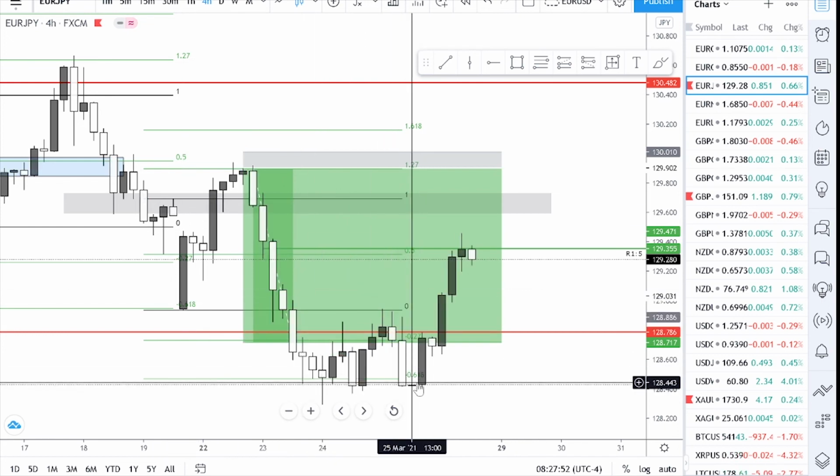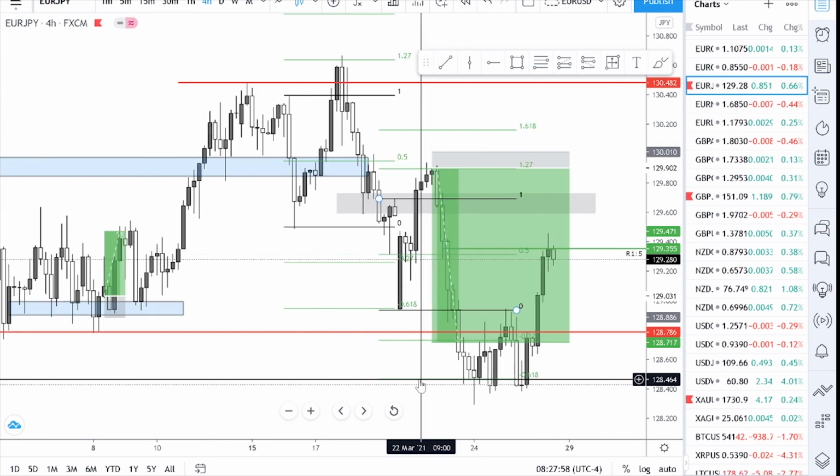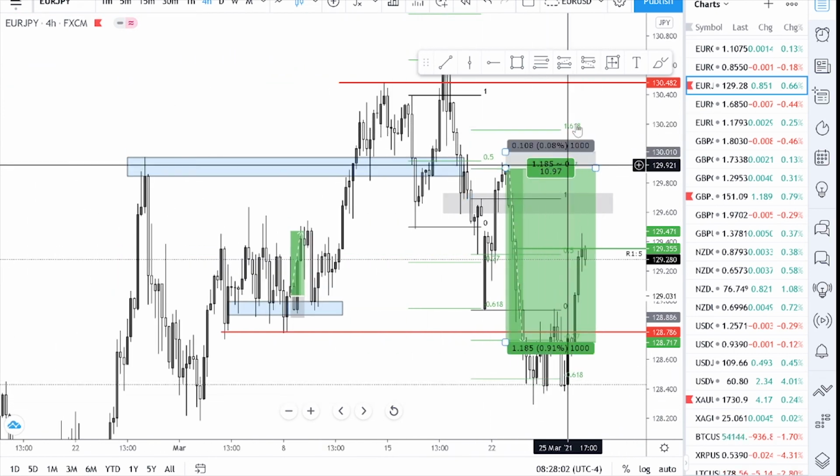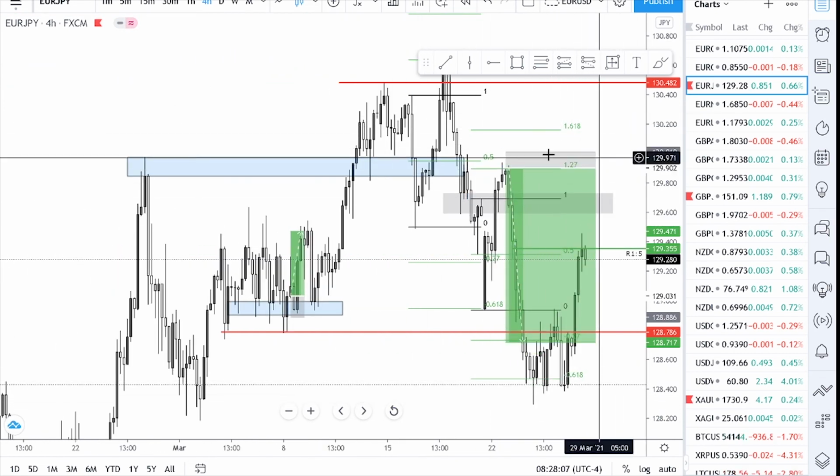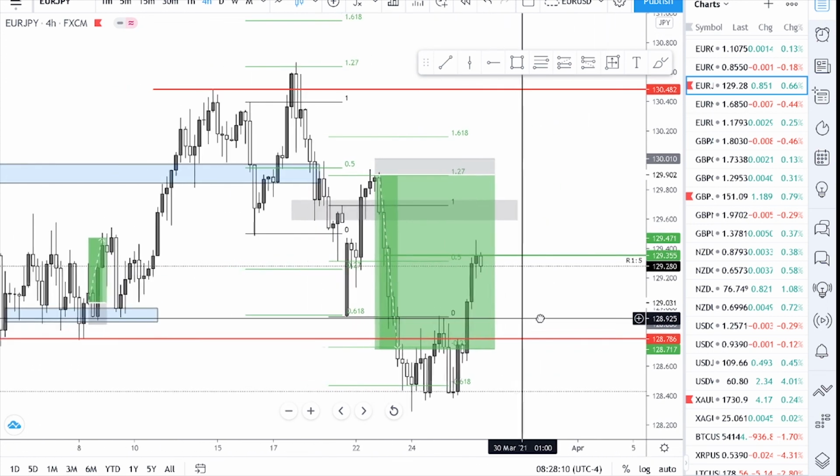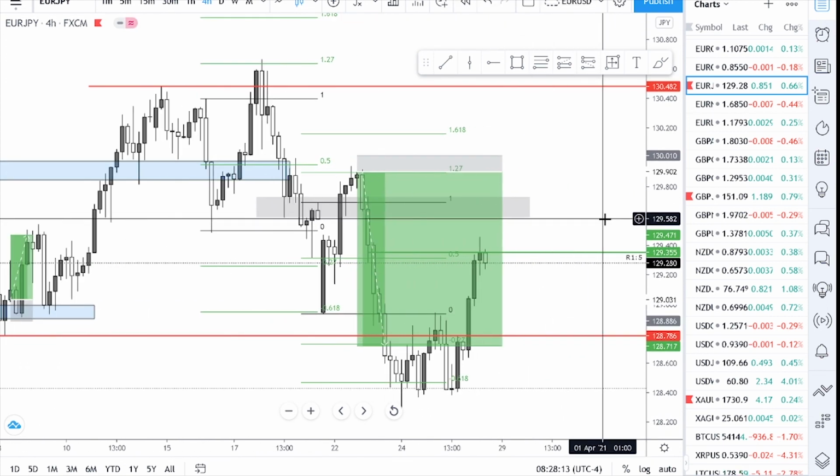And one thing worth noting is we actually came down to the secondary target area, which is the negative 61. So these two areas, these negatives and positives of the 127 and 161, are very key zones in the market. You really have to Google what these numbers mean to get some type of symbolism behind them.